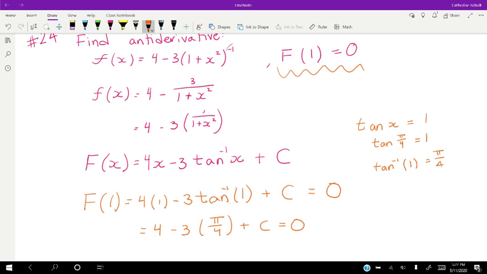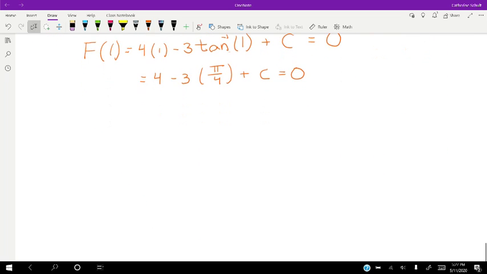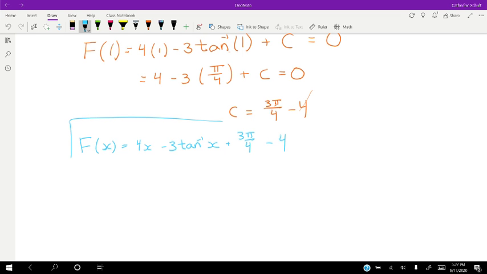And then plus c equals 0. So now we can solve for c, right? We have one equation and one unknown. So how we can do that, let's subtract 4. Let's add 3 pi over 4. So we're solving for c, right? So we added 3 pi over 4, we subtracted 4, and that's your constant. And so now we're ready to state our answer. The antiderivative that satisfies those two conditions is 4x minus 3 inverse tangent of x plus this crazy constant, 3 pi over 4 minus 4. And that big thing is your solution.